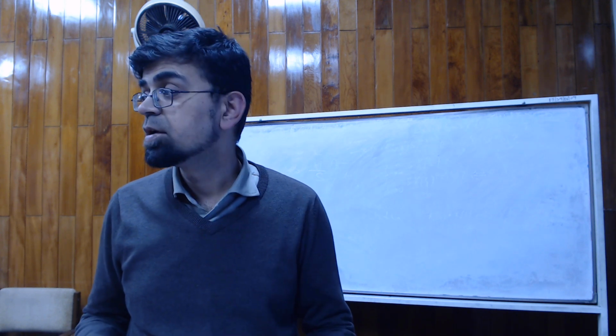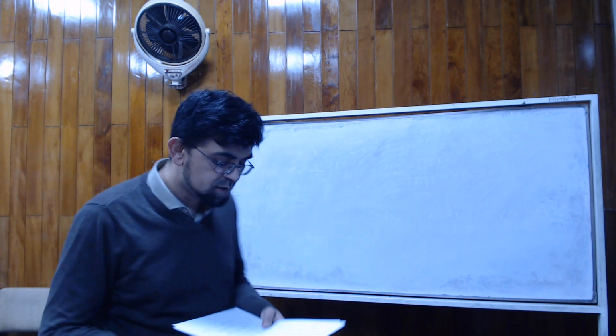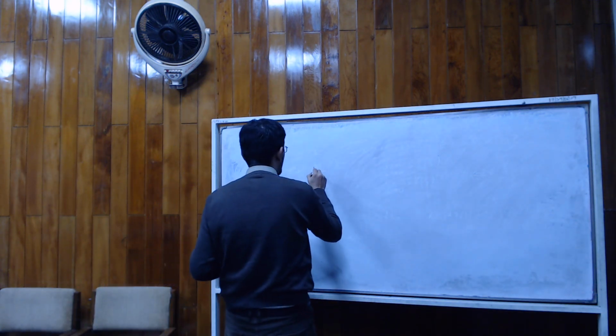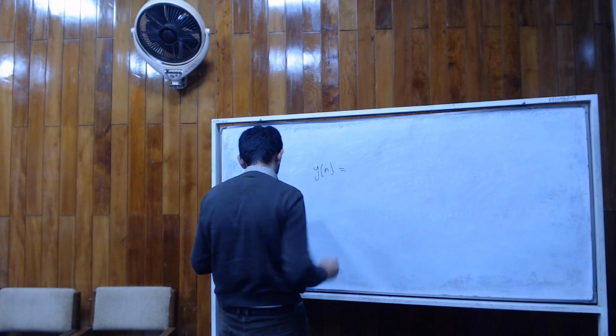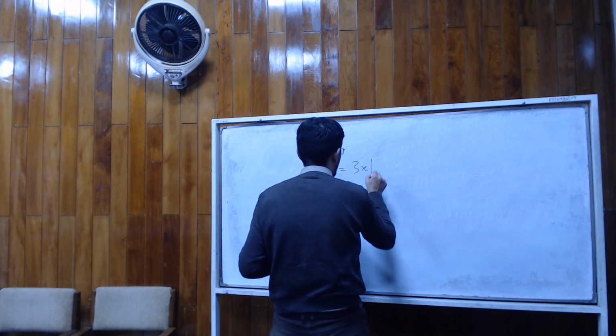Now, as I mentioned already, we saw that discrete time LTI systems could be modeled as difference equations, right? For example, we were able to say, okay, one discrete time LTI system may look like, let's say, this.